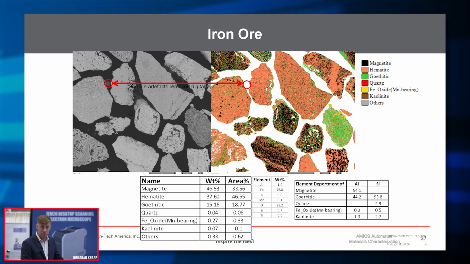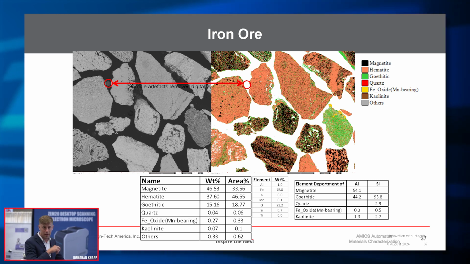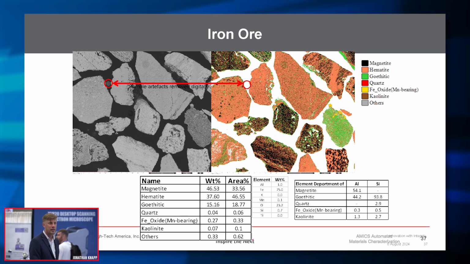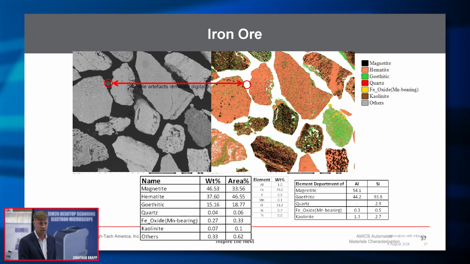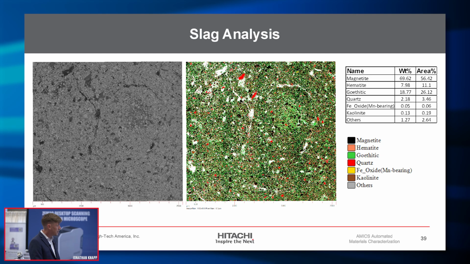An iron ore example. This is from a Neoproterozoic iron ore, banded iron formation. Very cool. And we're using spectrometry here to separate out magnetite from hematite. And so we can separate that out on multiple criteria to have a high confidence separation. Slag.